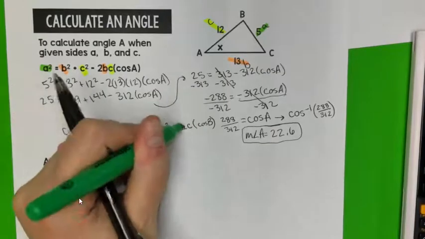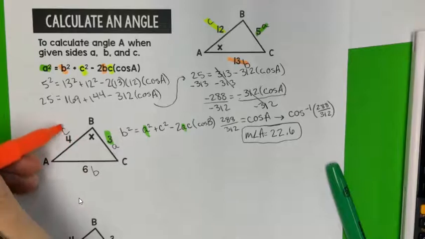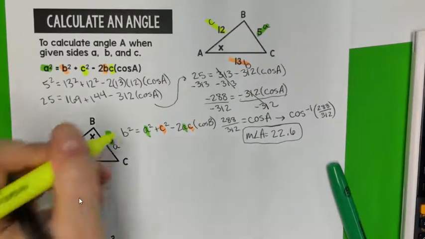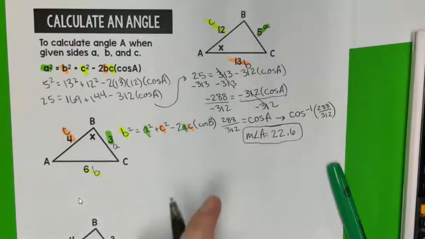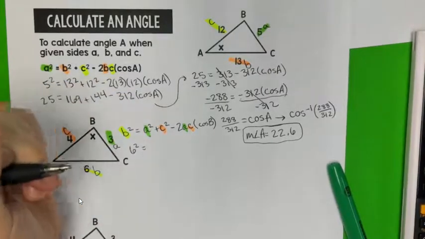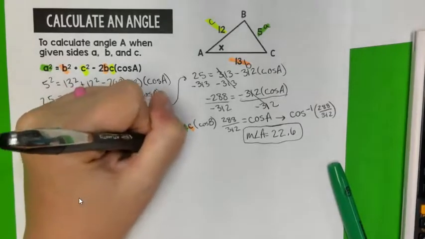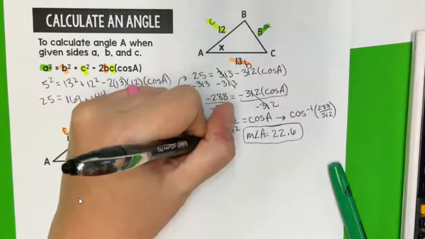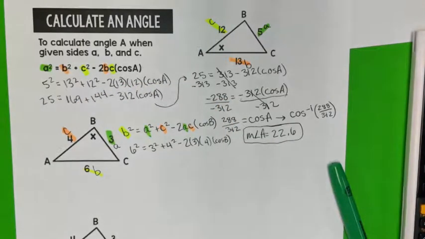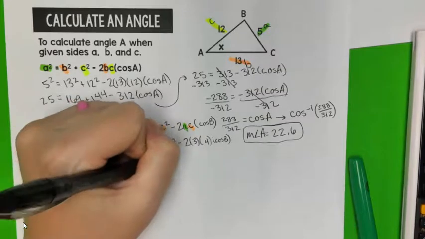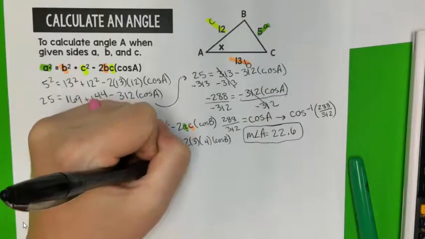So, A, C, C, C, and B. And then that's what we're looking for, is cosine of B. So we get 6 squared equals 3 squared plus 4 squared minus 2 times 3 times 4 times cosine of B. 36 equals 9 plus 16 is 25. And then 2 times 3 times 4 is 24.